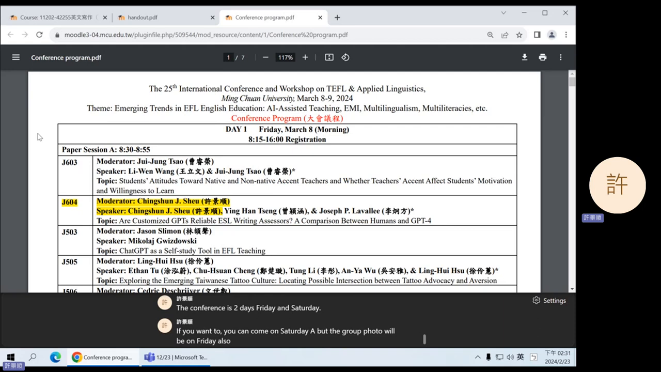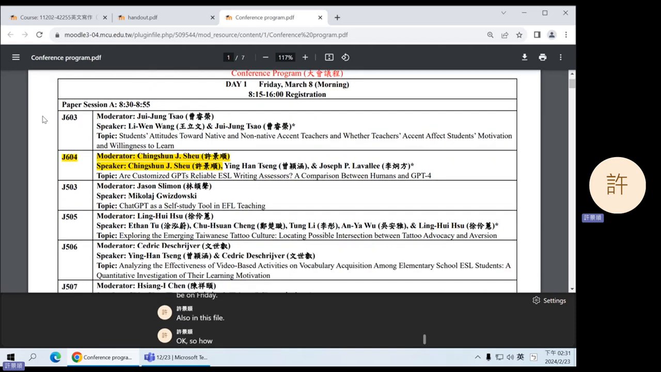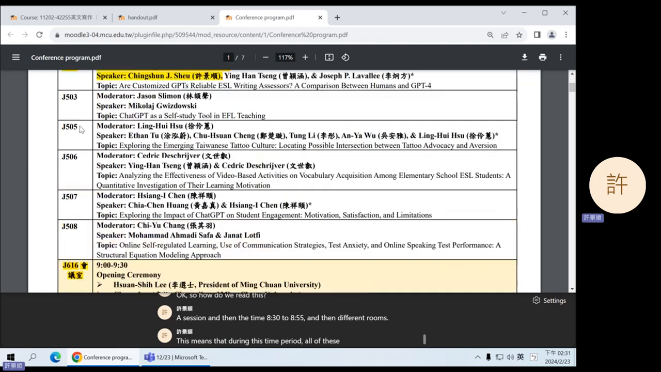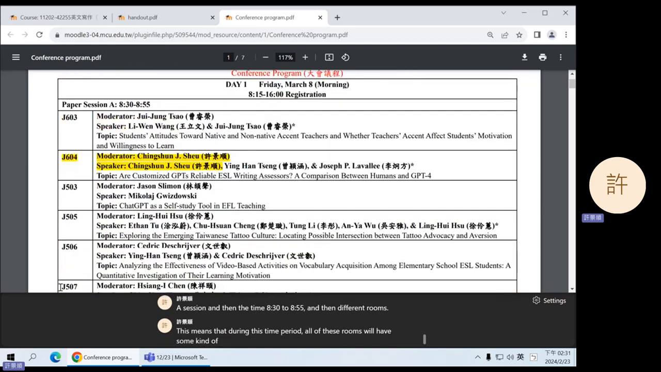Also in this file, okay, so how do we read this? A session, and then the time, 8:30 to 8:55, and then different rooms. This means that during this time period, all of these rooms will have some kind of presentation at the same time. So if you're interested in these topics, you can only choose one to go to during each session.